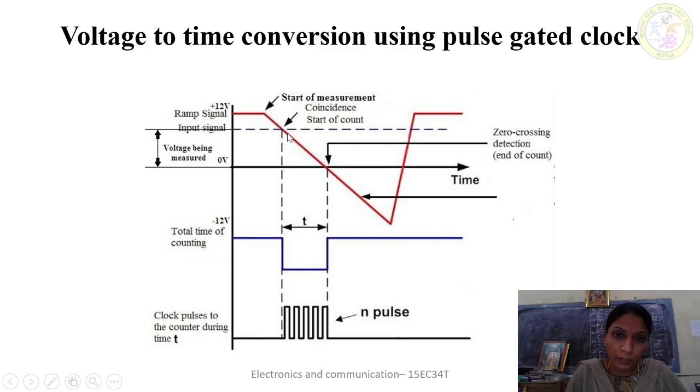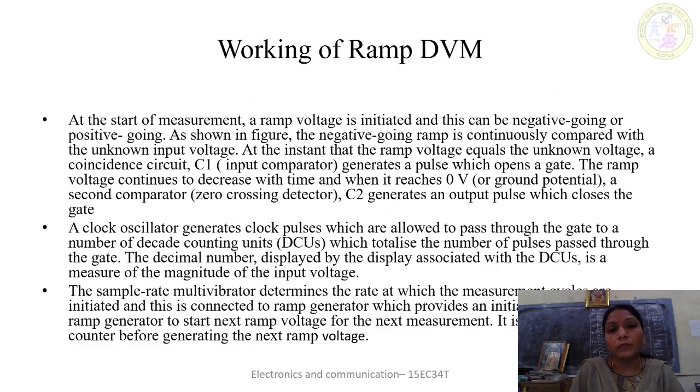See here, the counter will count from here. So this is the input voltage. So from this level to this level it counts. The total time of counting is like this, right? So this whole time will be counted in terms of pulses like this. So these are the n pulses. Like this it is counted.